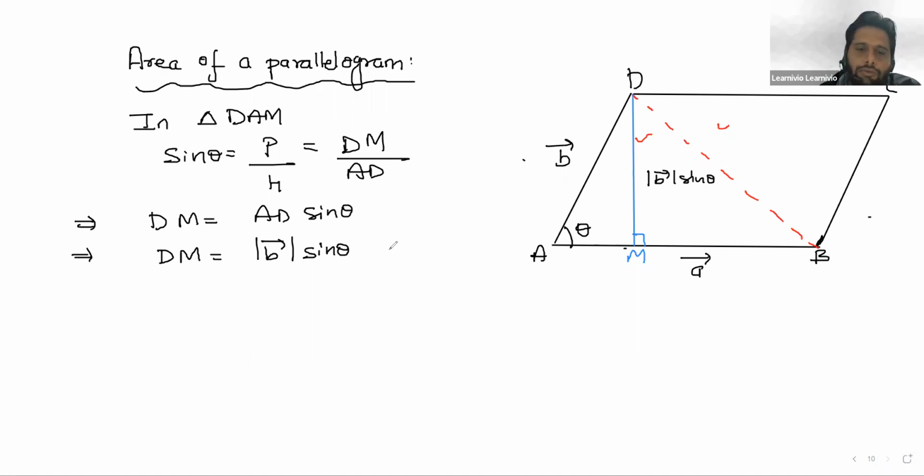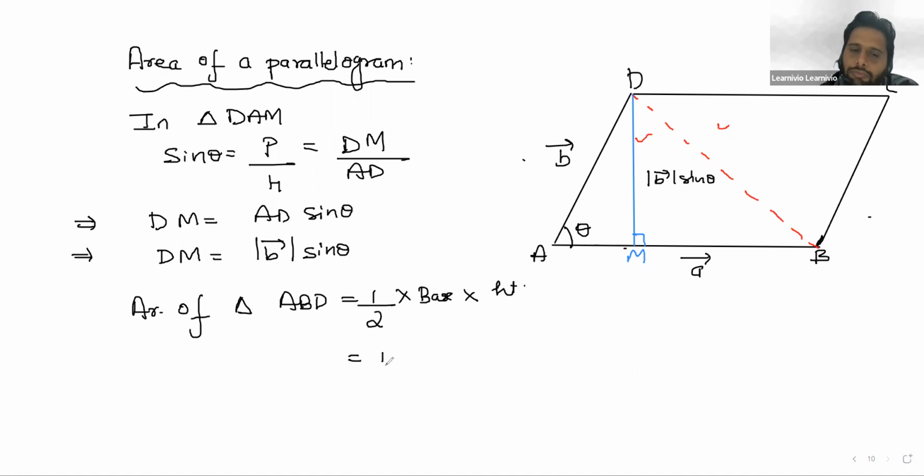Now what is the area of a triangle? The area of a triangle is half into base into height. Now the area of this triangle, ABD, is half into base into height. So it is equal to 1 by 2 into base, which is vector A, into height, which is DM.